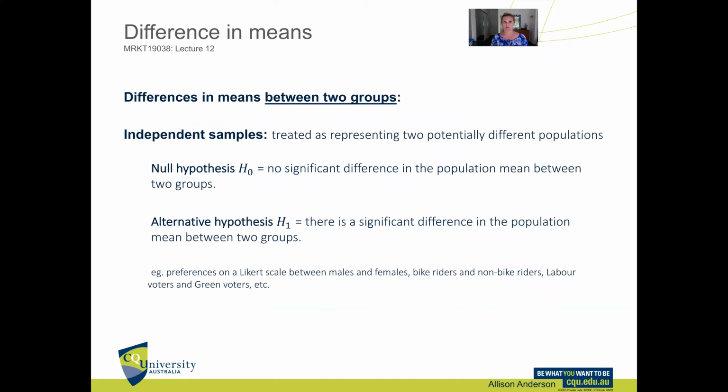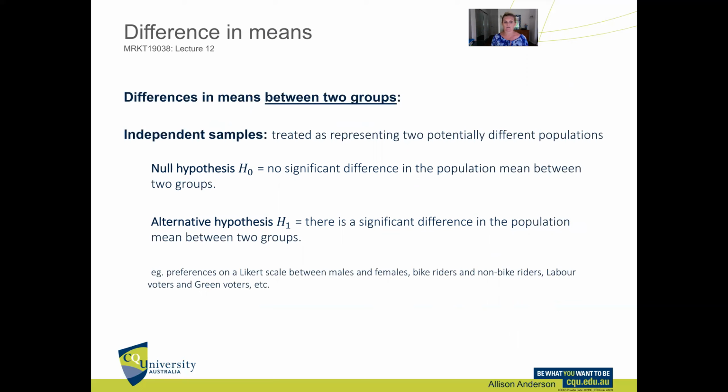Now we're going to talk about the differences in means. There's a few different ways that you talk about differences in means, a few different calculations you can use. The first one I'm going to talk about is differences in means between two groups. Like I said before, independent samples are treated as representing two potentially different populations. Same deal: the null hypothesis says there's no difference in the population mean. The alternative is that there is a significant difference in the population mean between the two groups.